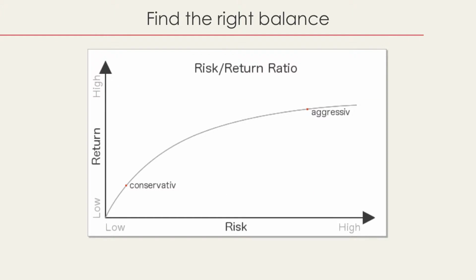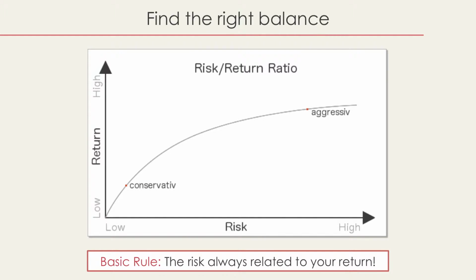So there's always a connection between your risk and your return. If you have a high return on the right side, you also have a high risk most of the time. If you have only a low return, your risk is most of the time very low. So you try to get on this front line. It's called the efficient frontier. This line is the best.